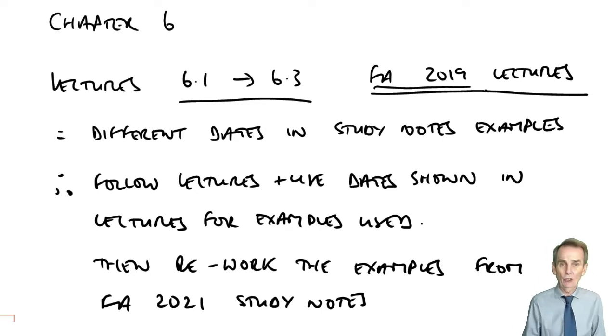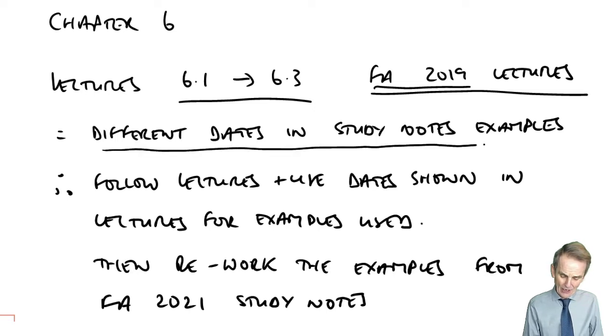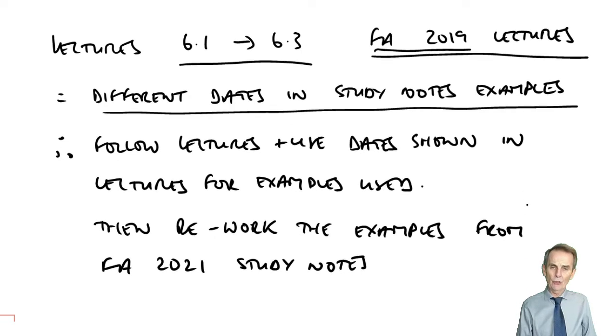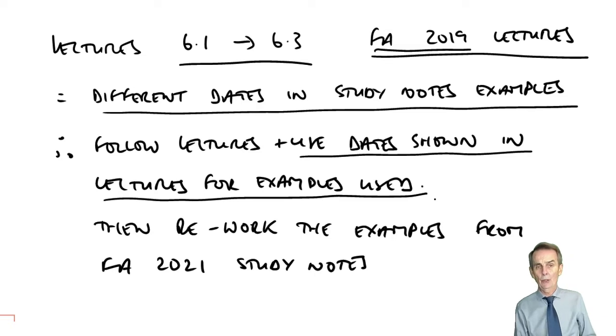Now, the only issue you would have is that in the lecture examples using the older FA 2019 material, we had different dates. And they are different as compared to your current more up-to-date study notes examples. So all I want you to do here as you follow the lectures is to use the dates shown in the lectures for the examples used. So I'll go through it on screen. You'll be able to see which dates they are.